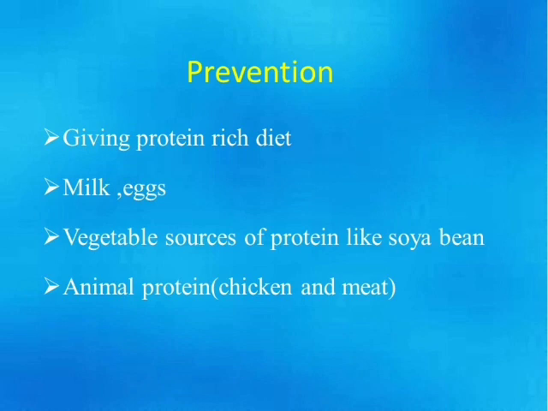The child needs to be treated early and properly. This disease can be cured by giving a protein-rich diet. If we regularly give a protein-rich diet, we can keep away from this disease. All the sources of protein, plant protein and animal protein, should be given in a proper amount.